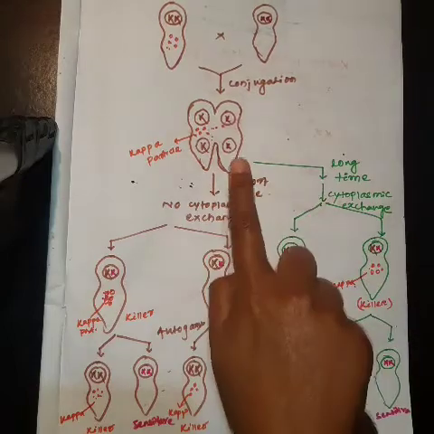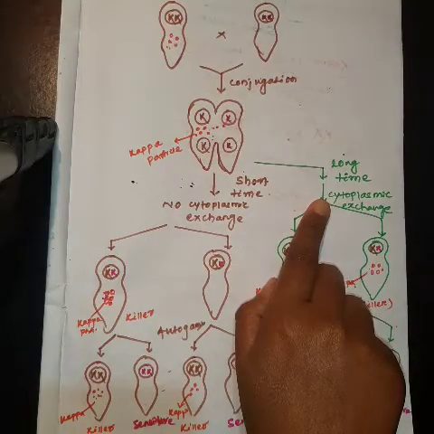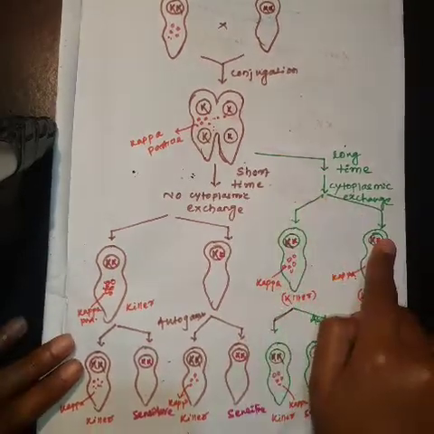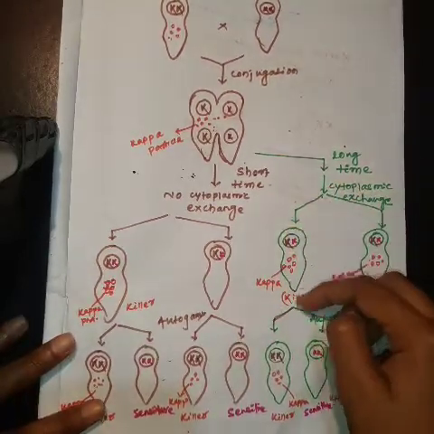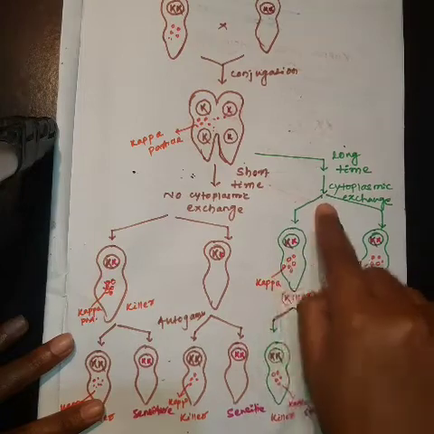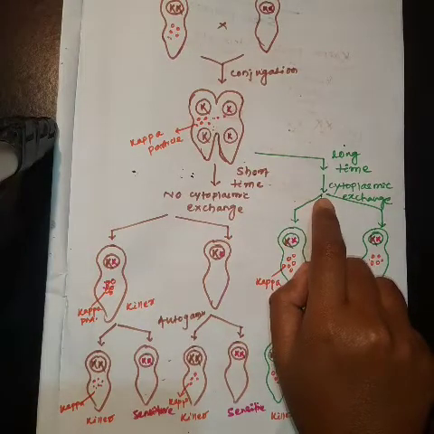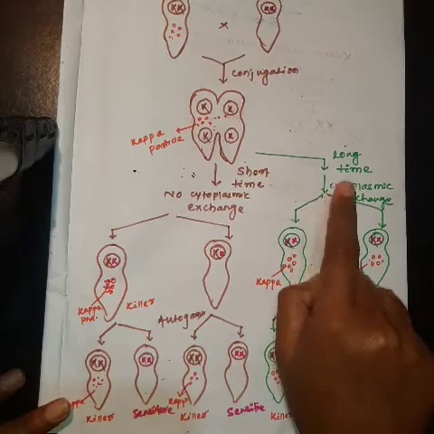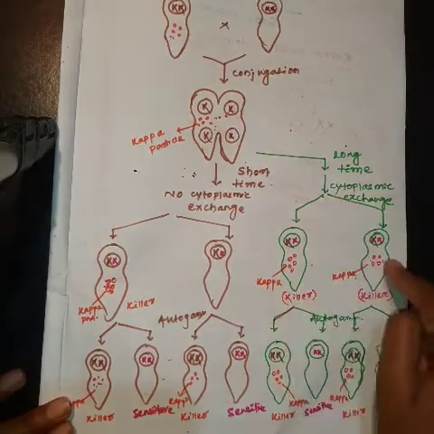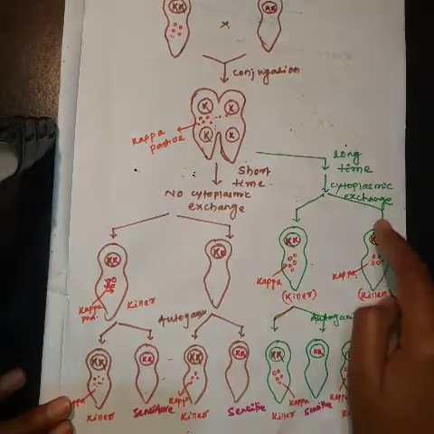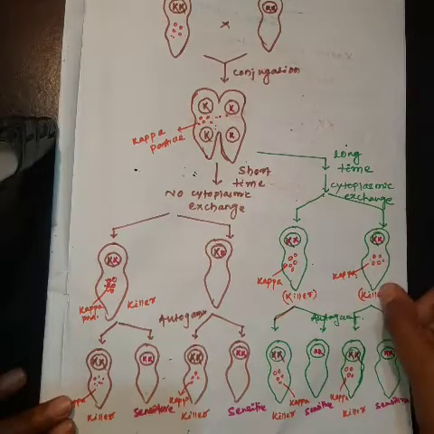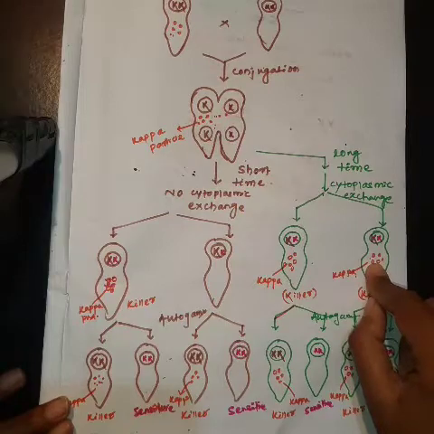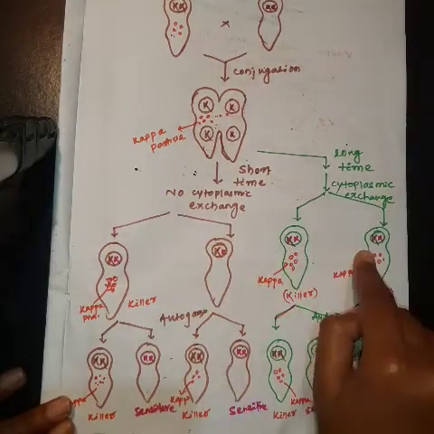Then there will be cytoplasmic exchange. Yes, for a long period of time, the cytoplasmic exchange will be there. Here one has the kappa particle, and whenever there is a long duration, this will convert the sensitive strain into a killer strain, and the other one which was sensitive previously is now converted into a killer one having the kappa particle in its cytoplasm. Okay, the major difference between these two is this.